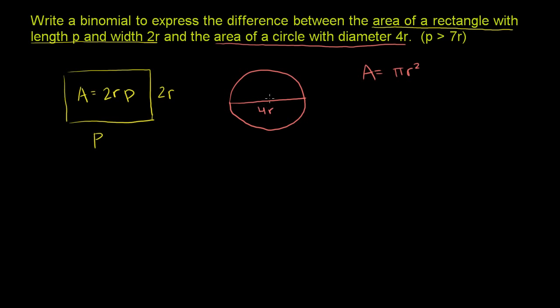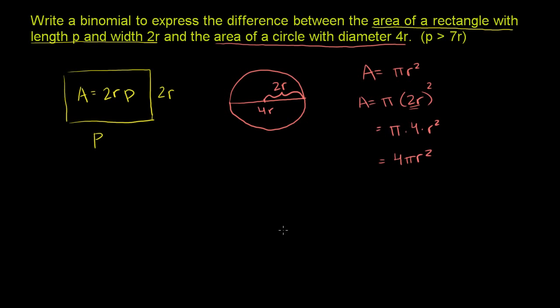They gave us the diameter. The radius is half of that. So the radius here is going to be half this distance, or 2r. So the area of our circle is going to be pi times 2r, the whole thing squared. This is the radius right there, so we're squaring the entire radius. So this is going to be equal to pi times 4 times r squared. I'm just squaring each of these terms. Or if we were to change the order, the area of the circle is equal to 4 pi r squared.